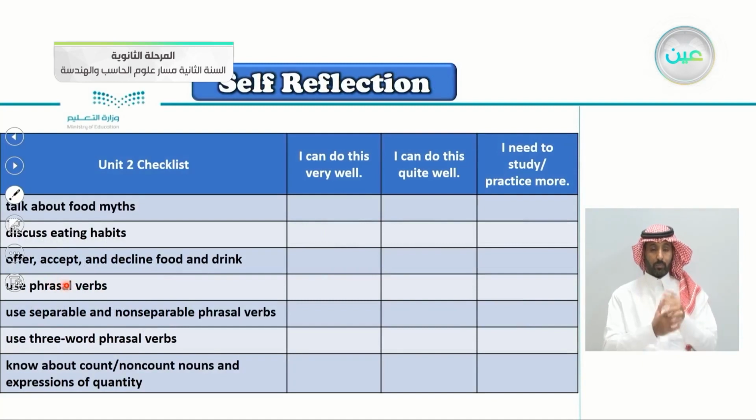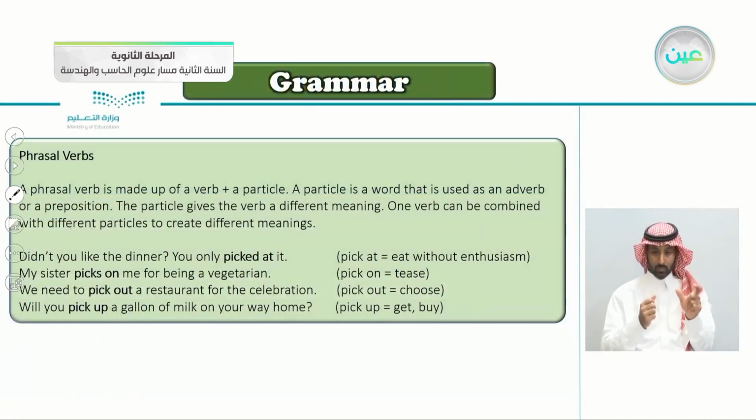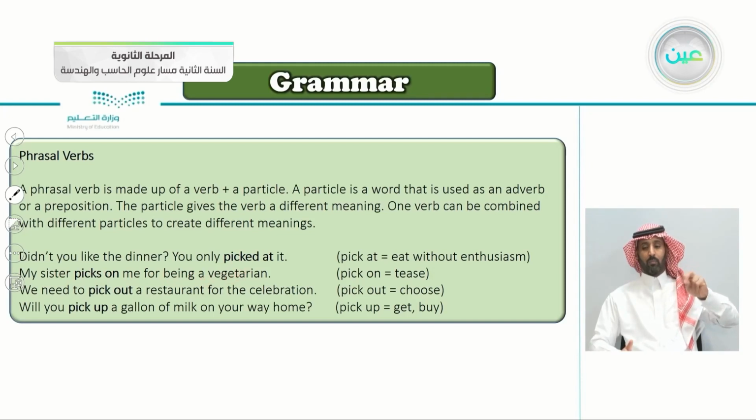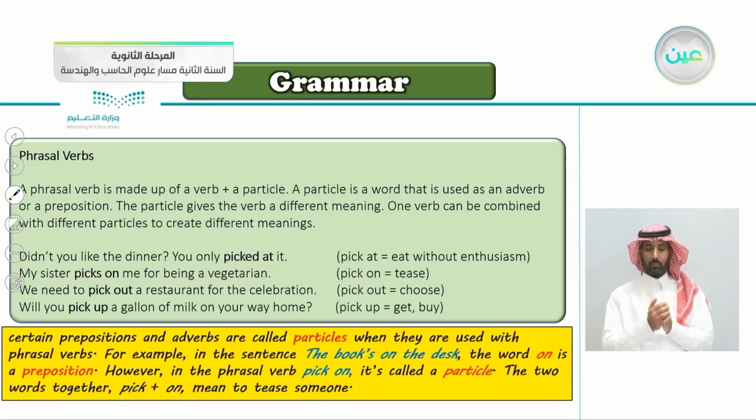Use phrasal verbs. If you remember, phrasal verbs are made of a verb plus a particle. For example, pick at, pick on, pick out, pick up, and so on. So phrasal verbs are made of two words, the verb and a particle. These are some examples here. To pick on. My sister picks on me for being vegetarian. Picks on means to tease. Certain prepositions and adverbs are called particles when they are used with phrasal verbs.